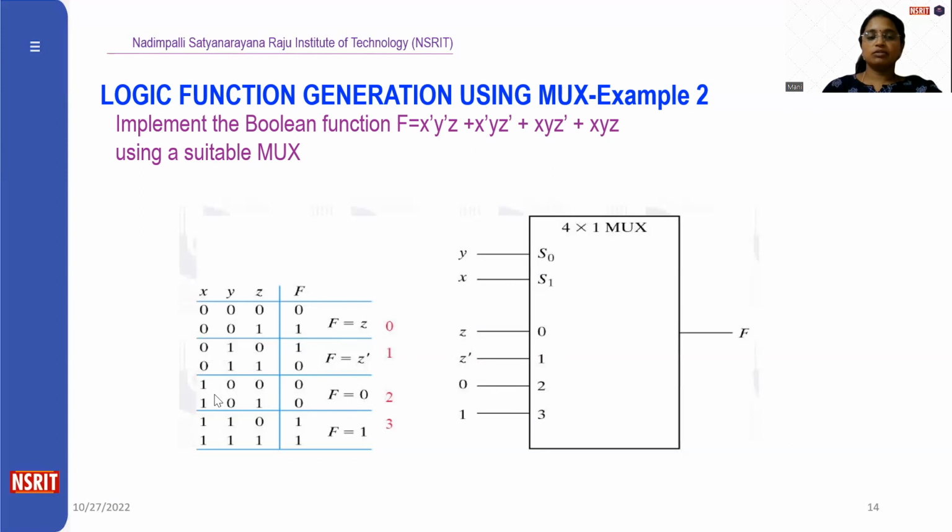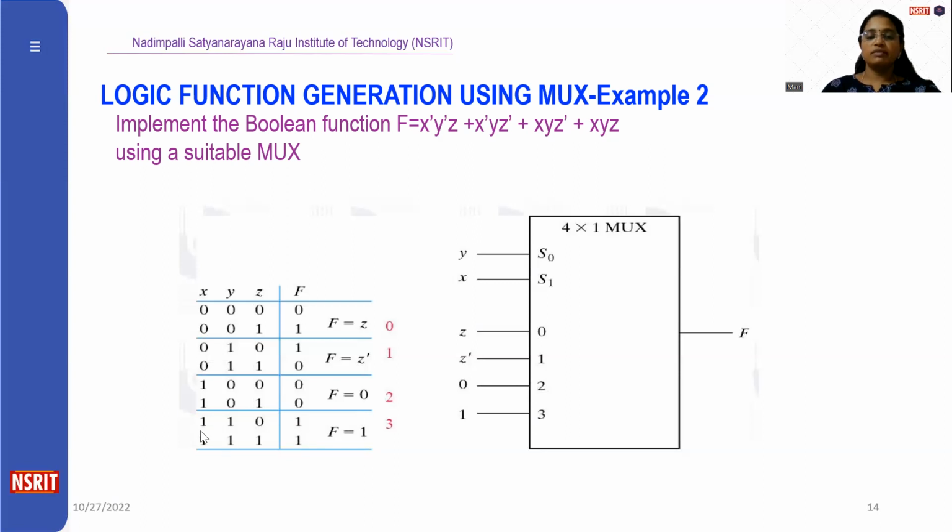Next, 1, 0. For the 1, 0 case, z is 0, 1, but f equals 0. For both 1, 0 cases, f equals 0, 0. So for the 1, 0 case, what is the function value? 0. 1, 0 means it selects D2. So the D2 bit equals 0.